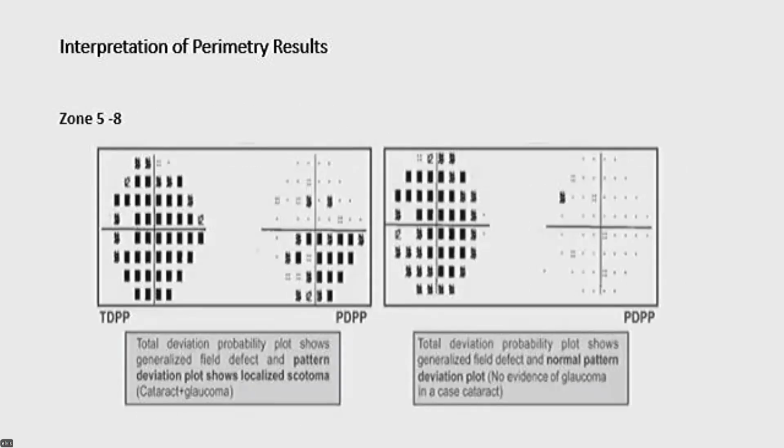And then I would just go to this slide, the zone 5 to zone 8. Briefly, I'll just say that what zone 5, like the total deviation numerical and probability plot, as well as the pattern deviation numerical and probability plots, try to explain clinically in our daily clinic life is that when we have a patient that has a generalized depression, we want to see whether it's uniform or irregular. When it's uniform, then we know that the cause is mainly a media opacity, mainly caused by conditions like cataracts. And when there's an irregular one, it will be because of glaucoma.